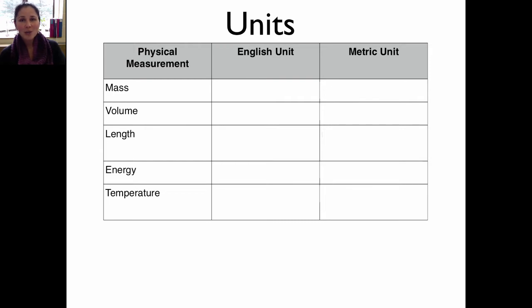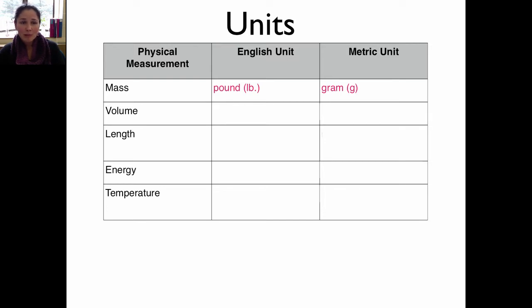To start, let's talk about units. This table is on your activity, and I'd like you to fill out the English units and the metric units for the types of measurements shown. You can pause the video now and fill out the table, or you can follow along with me. For mass, the English unit that you're used to seeing is the pound, and the metric unit that we use in laboratories and in medicine is a gram.